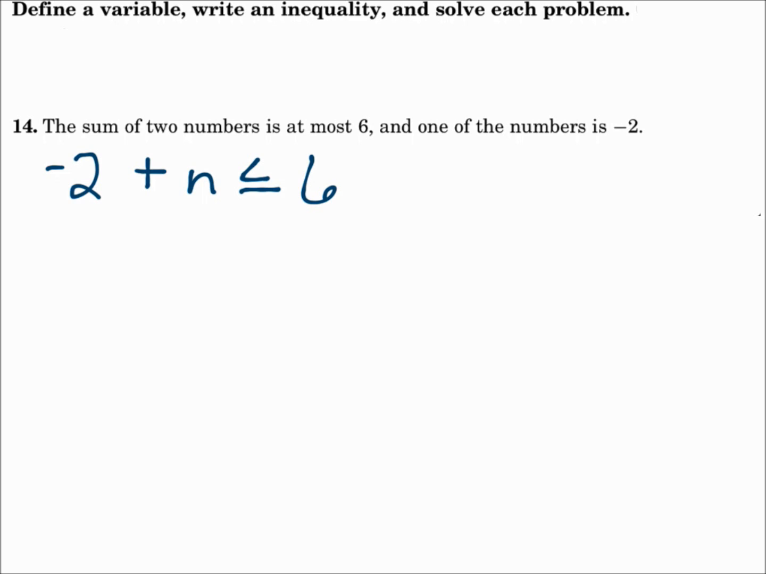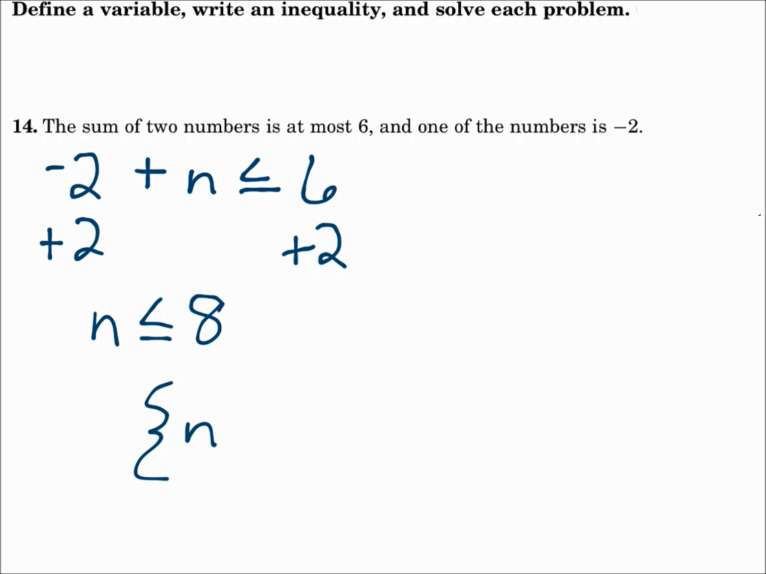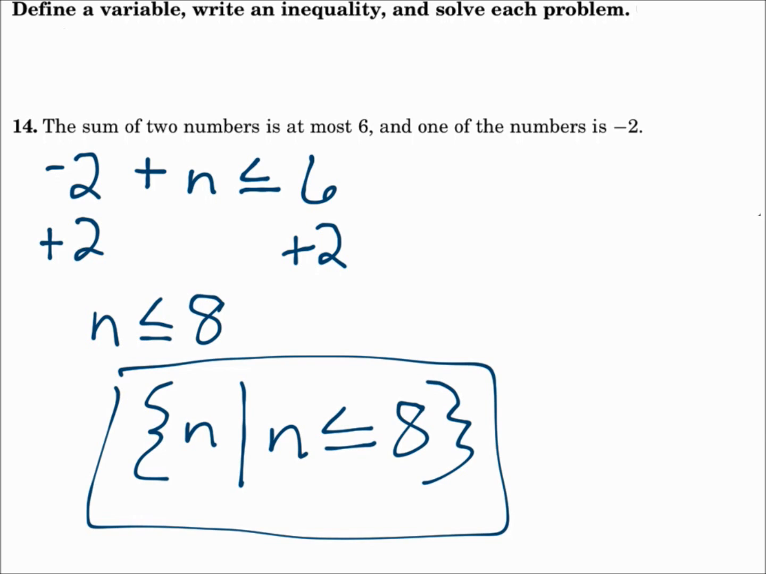I've got a negative 2 plus n. To move that, I'm going to have to add 2 to each side. Negative 2 plus 2 cancels out, leaving an n, and that's less than or equal to 8. So all n, such that n is less than or equal to 8.